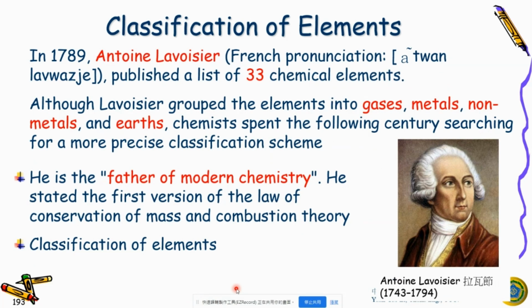And after that, centuries later, in 1789, Lavoisier published a list of 33 chemical elements. So at that time, we already knew there are 33 elements. And he thought that these 33 elements can be grouped into gases, metals, non-metals, and earths. So he put these 33 into these 4 categories. And he's the father of modern chemistry.